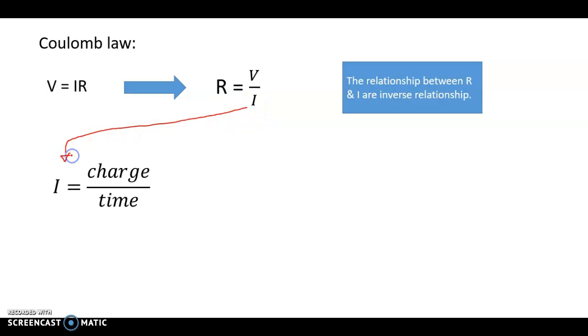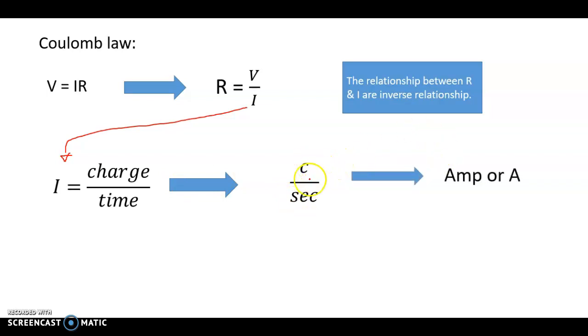Here I have current, I, as charge over time. Charge is in coulomb, time is always in seconds. Be aware of this. I found a lot of students who make mistakes at this point. They always treat time as minutes or hours. If you have it in minutes or hours, you always have to change it to seconds. And coulomb over second we call amp, or A. This is the unit of current, amp, or A.